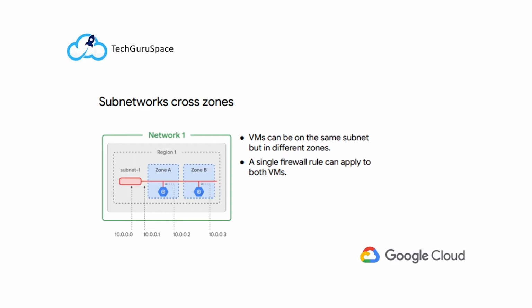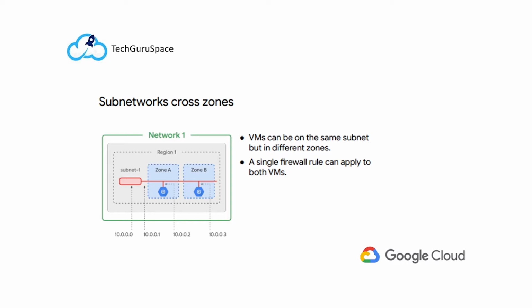I mentioned that subnetworks work on a regional scale. Because a region contains several zones, subnetworks can cross zones. So this slide has a region 1, with two zones, Zone A and Zone B. Subnetworks can extend across these zones within the same region, such as Subnet 1. The subnet is simply an IP address range, so you can use an IP address within that range.